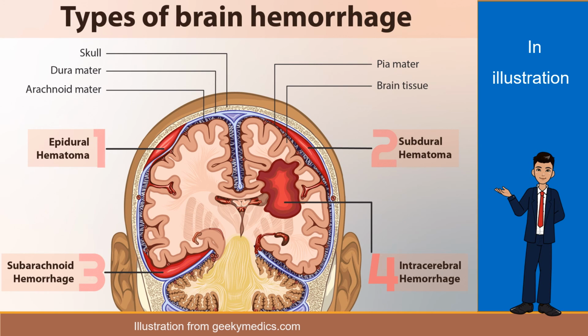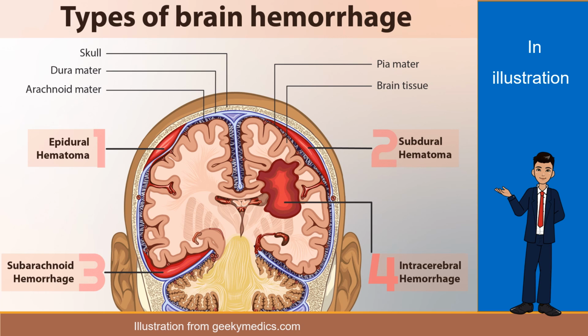This is another diagram to show us the different types of brain bleeding. On the upper left-hand corner is an epidural hematoma. This is usually caused by a severe trauma. Number 2, subdural hematoma is usually seen after a minor trauma and in older individuals.